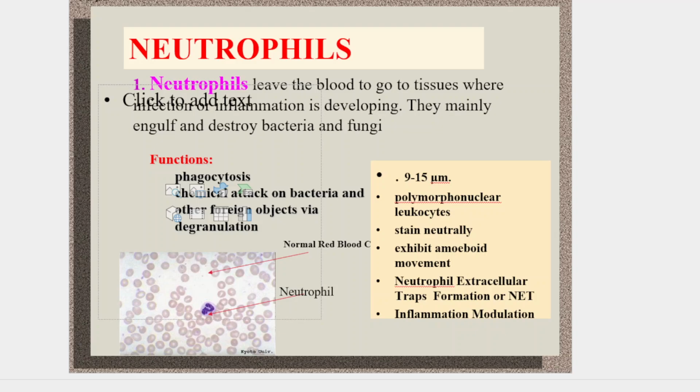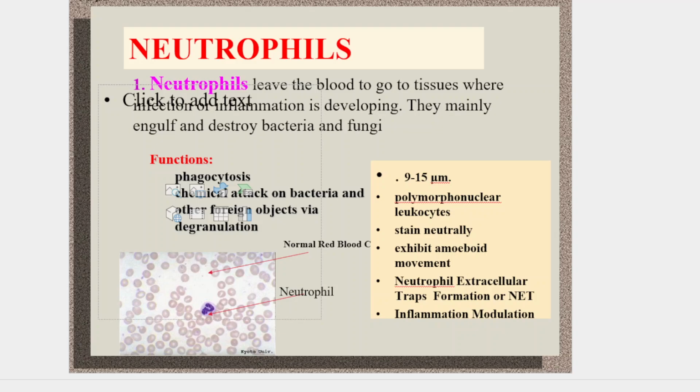Neutrophils are crucial components of the innate immune system and play a vital role in the body's defense against infection and injury. Their primary functions include phagocytosis. They can engulf and destroy pathogens such as bacteria and fungi, foreign particles, and cellular debris.